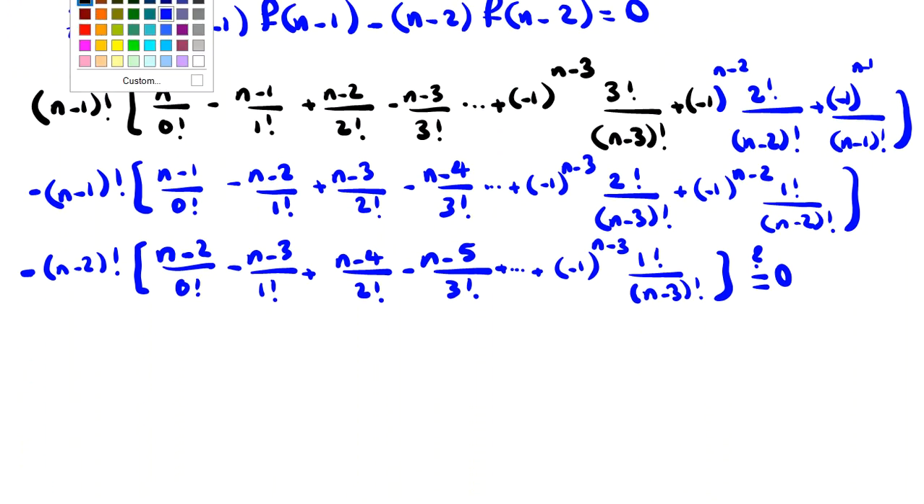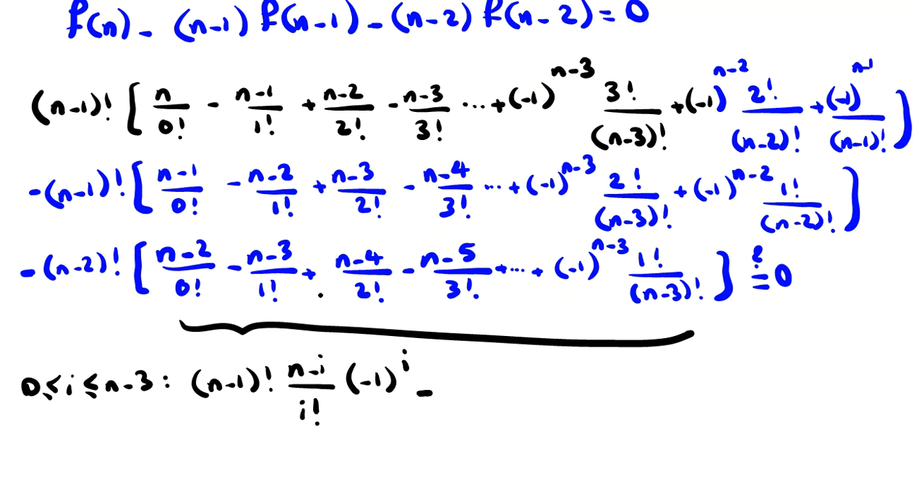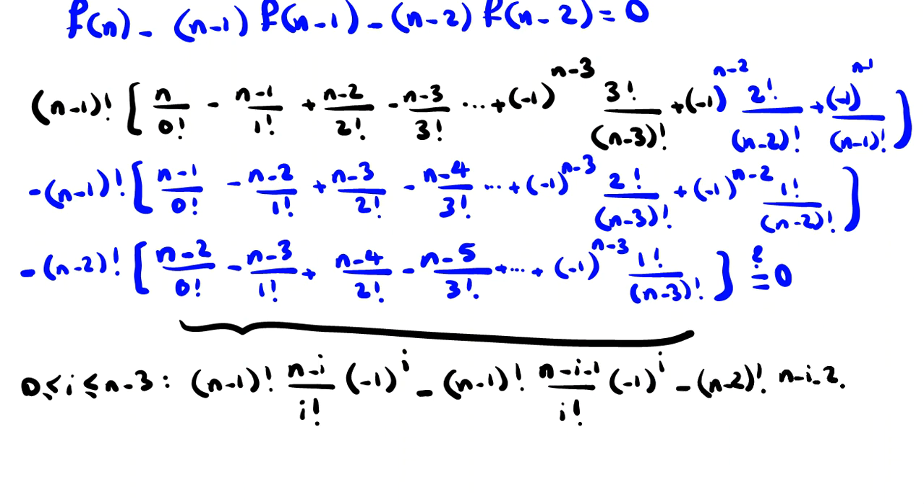If I consider this, for example, for I factorial, between until here, we have all columns, and in all of them I is between 0 and 2 at most, n minus 3. So it will be n minus 1 factorial over I factorial and n minus I, and the sign is what? Negative 1 to the power of I, minus n minus 1 factorial over I factorial, but here it's n minus I minus 1, negative 1 to the power of I, minus n minus 2 factorial, n minus I minus 2 over I factorial, negative 1 to the power of I.